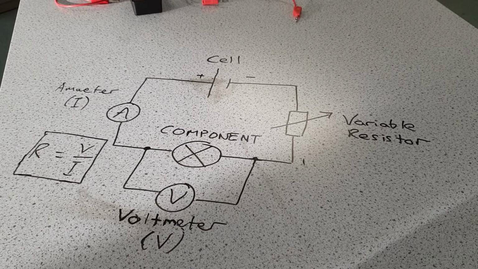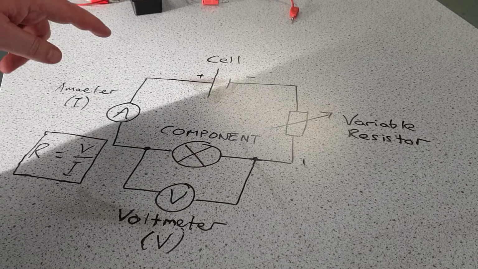Now the important thing about this is it does come up quite a lot in questions on the exam papers, asking you to describe experimentally how you would measure the resistance of a component or investigate what happens to the current through a component when you change the potential difference across a component. So here we go. This is the circuit diagram.